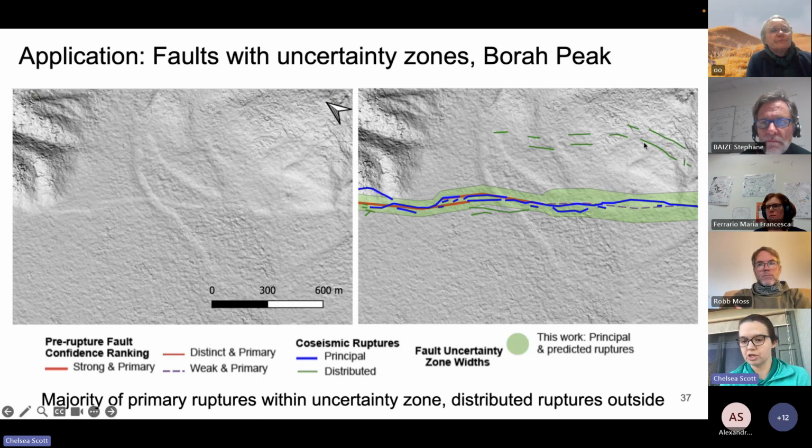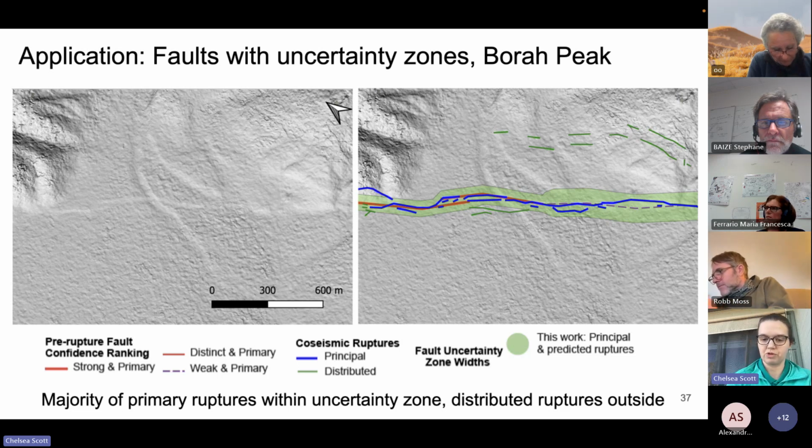These distributed ruptures are outside of these uncertainty zones. Again, that's not surprising, as these ruptures didn't have any evidence in the pre-rupture topography, and they're also distributed ruptures.